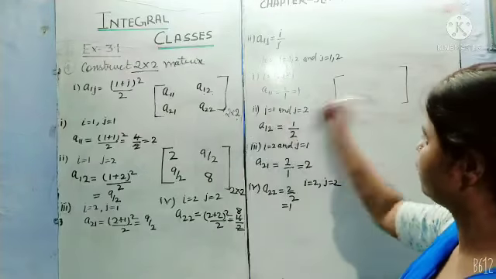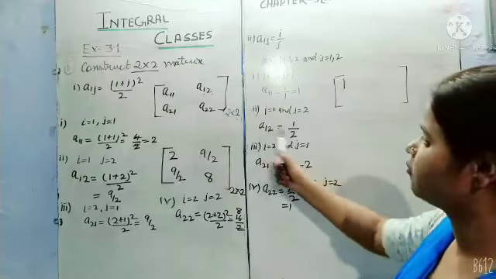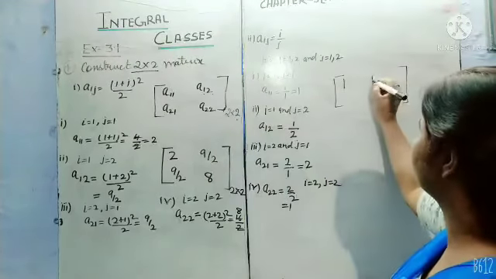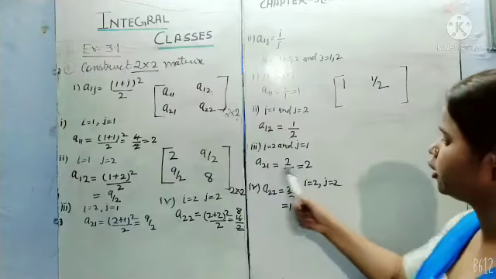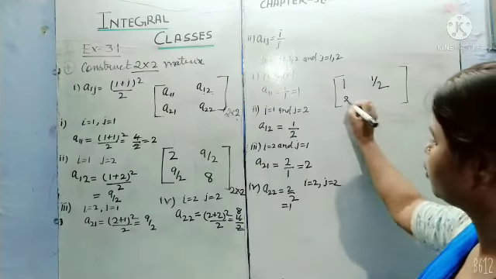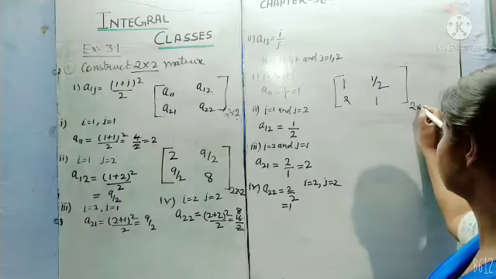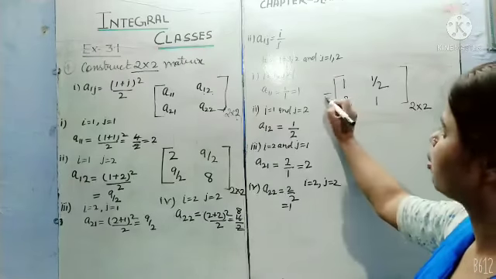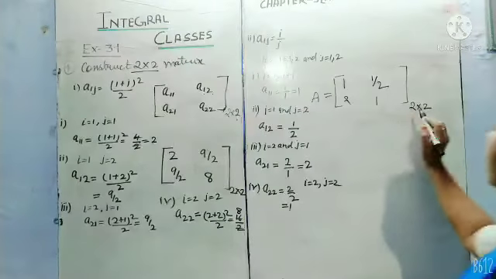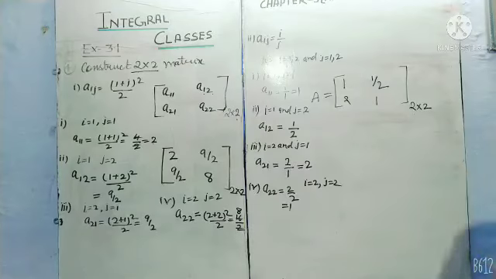A11 equal to 1. A12 equal to 1 by 2. A21 equal to 2, and A22 equal to 1. So this is the required matrix A, which has order 2 cross 2.